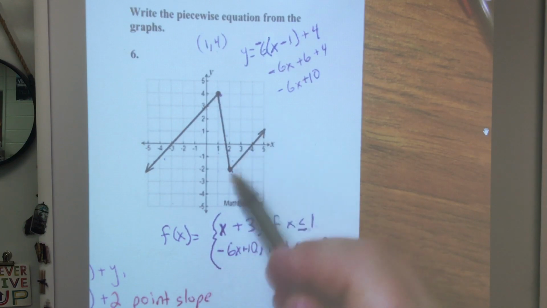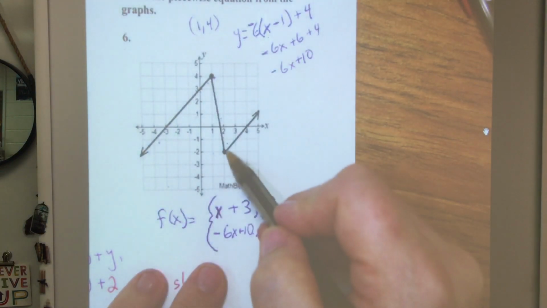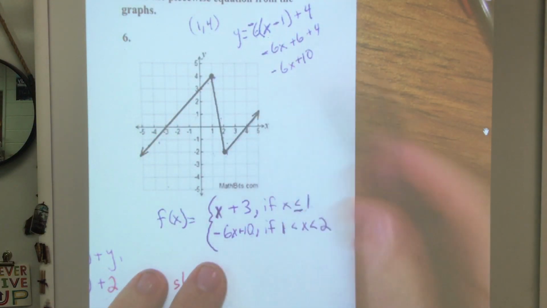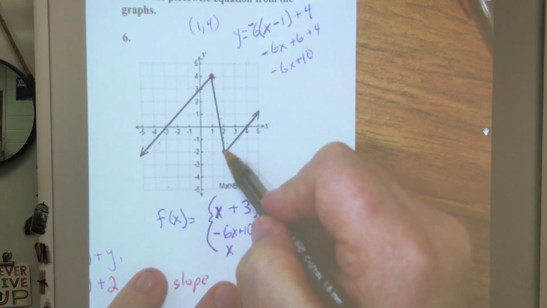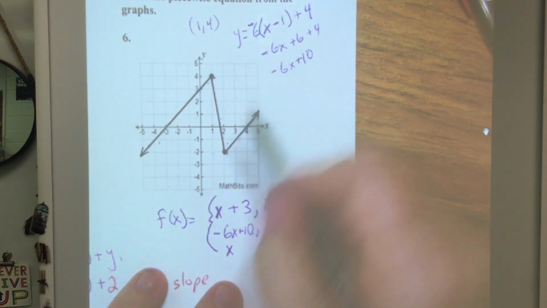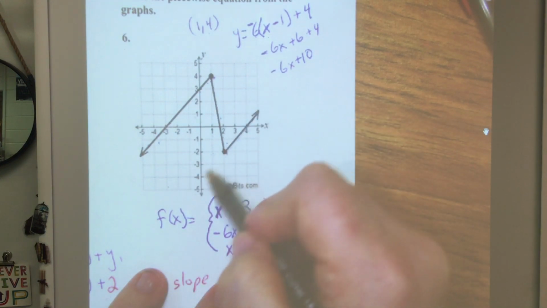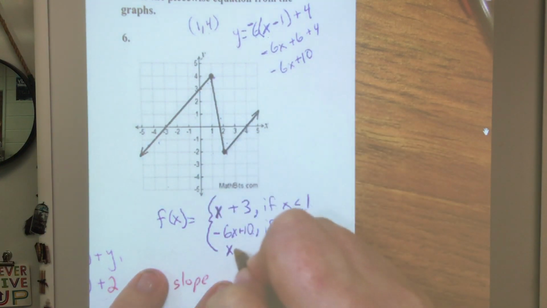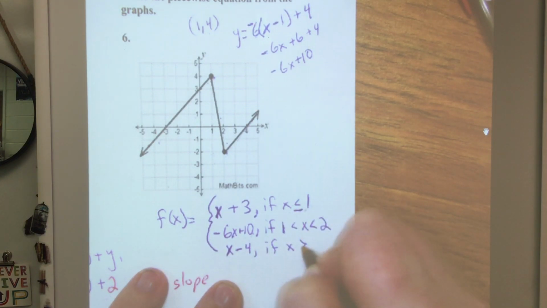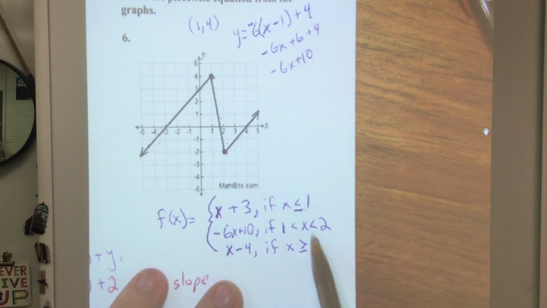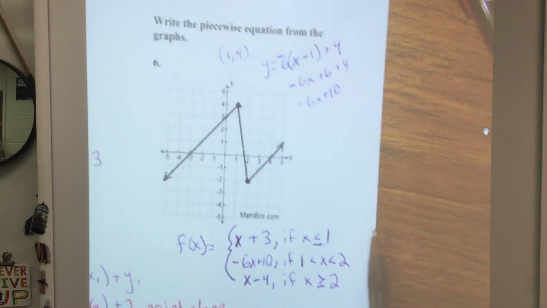And then we have this last one. We have a positive slope of 1, so it would be x, and again, I could do the point slope form to get it, or I could just go backwards. It would hit -4, so this would be x minus 4, and this is if x is greater than or equal to 2. And since I didn't make this one equal to 2, this one must equal 2.